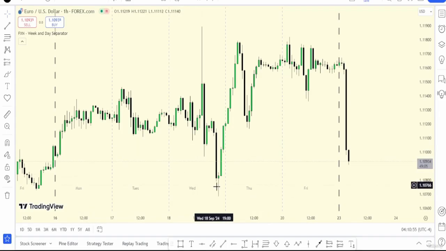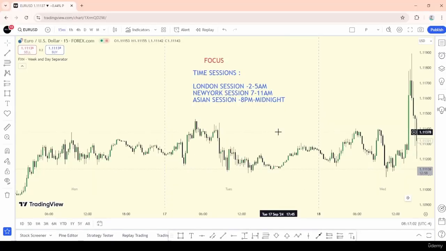So that is the end of our lesson for setting up our indicator, the week and day separator.